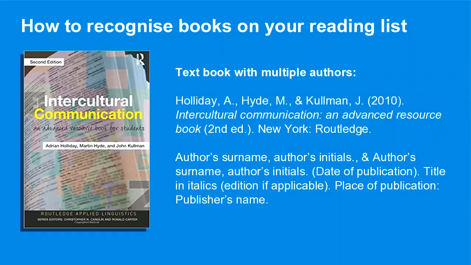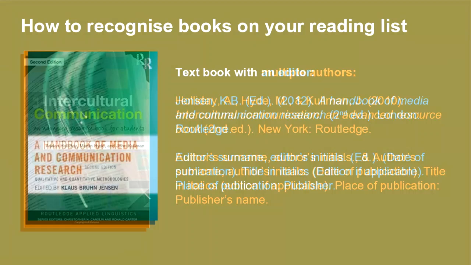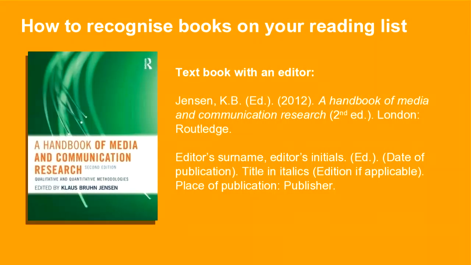In the second example, we have a book with more than 1 author. You'll see the same elements are included in this citation, except now we have included the additional authors. In this example, we have a textbook, but instead of an author, we have an editor. The elements change slightly in that we now have the editor's surname and initials. An additional element here is that the ED in brackets after the initials indicates that this person edited the book. For all intents and purposes, however, we treat the editor as the author of the book when searching for it.